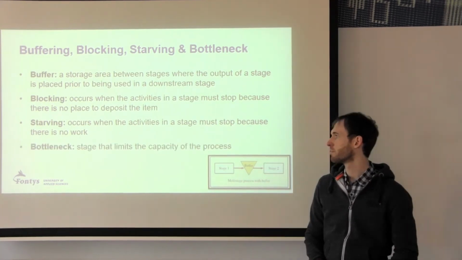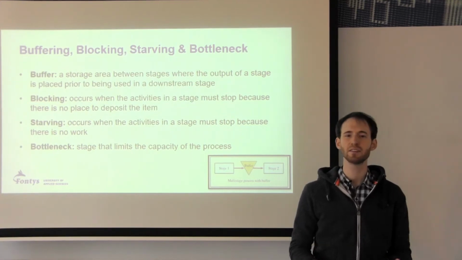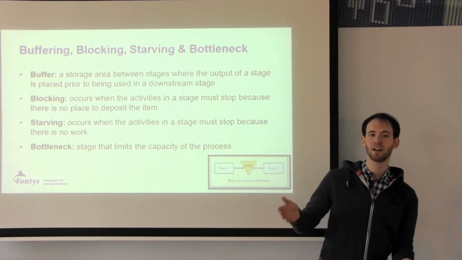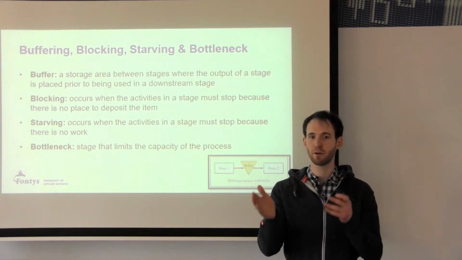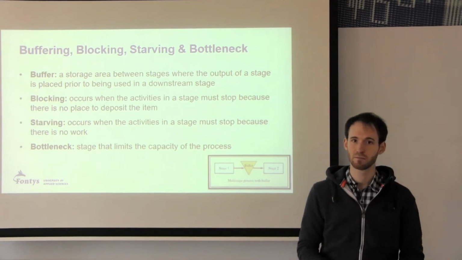And then the last thing is a bottleneck. It's a stage that limits the capacity of the process. So basically the slowest part in the process, which slows everything else down. Because you can have a very, very fast part of a process, but if another part is slow, well, it doesn't help you at all.